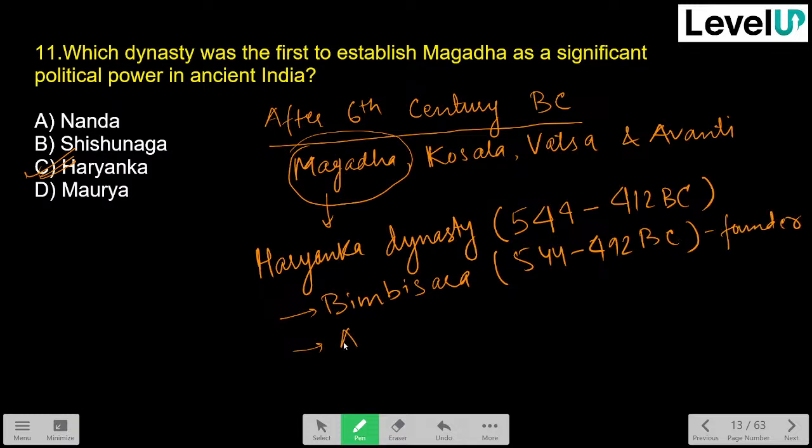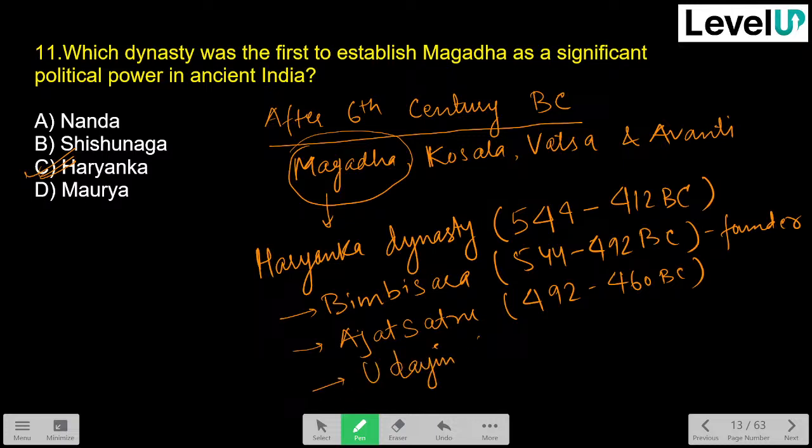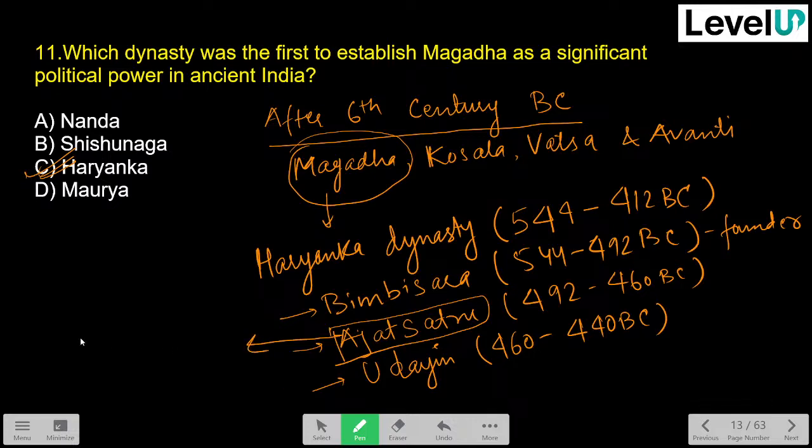The second important ruler was Ajat Satru, from 492 to 460 BC. And third is Udayin, from 460 to 440 BC. Ajat Satru was the contemporary of whom? During the reign of Ajat Satru, what happened? Gautam Buddha and Mahavir.